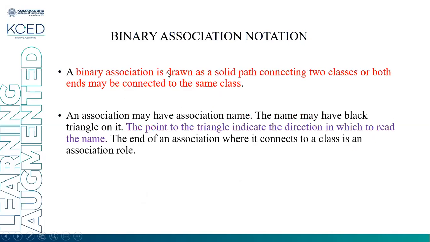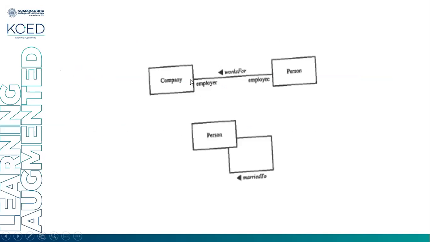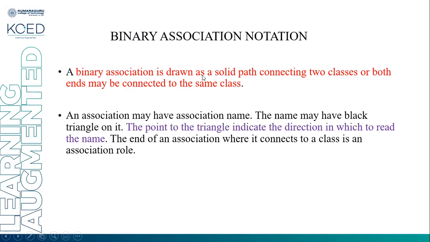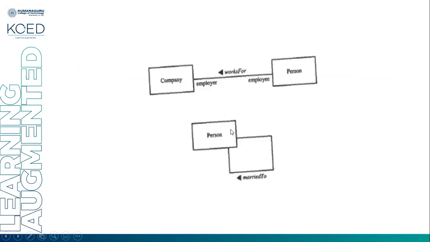Binary association. A binary association is drawn as a solid path connecting two classes. Both ends may be connected to the same class. For example, between company and person, a solid line is drawn. Here the person class is connected to itself. Both ends can be connected to the same class.